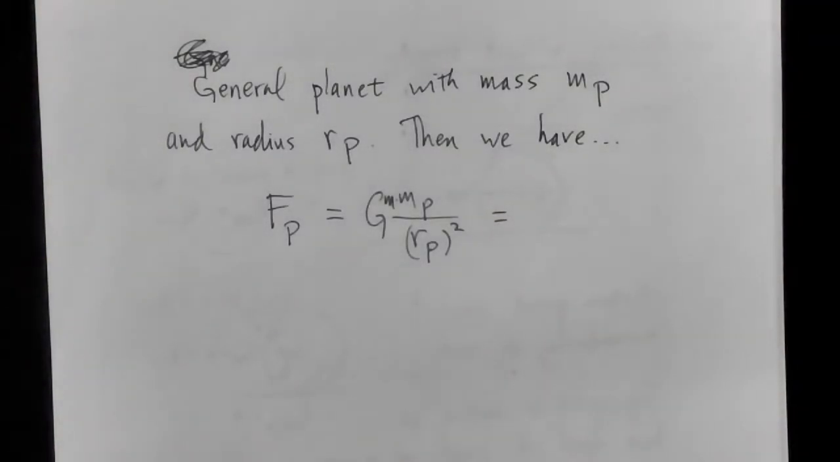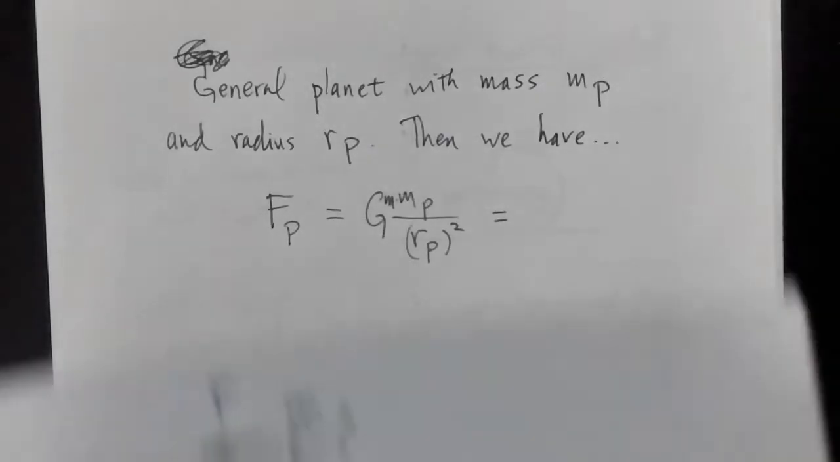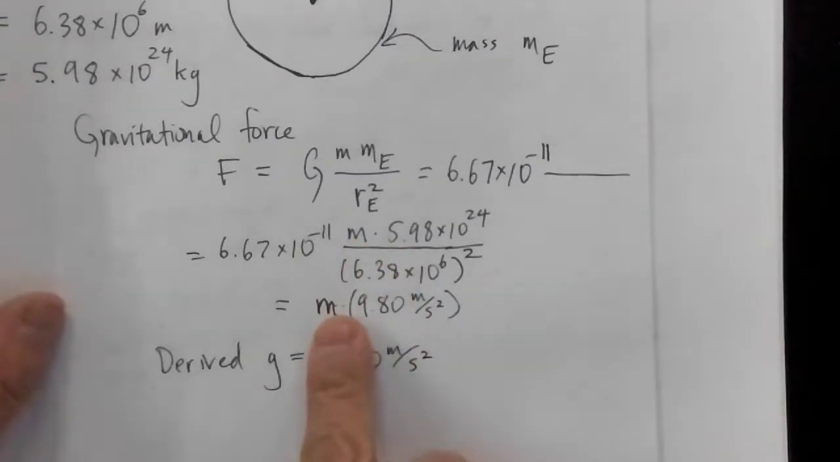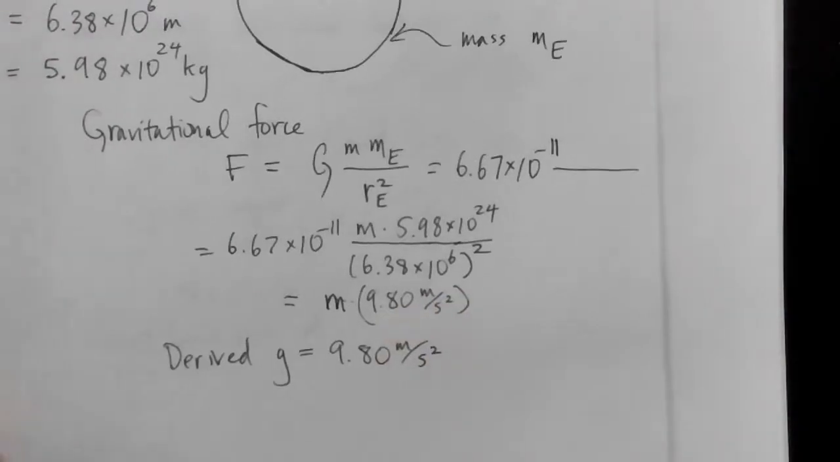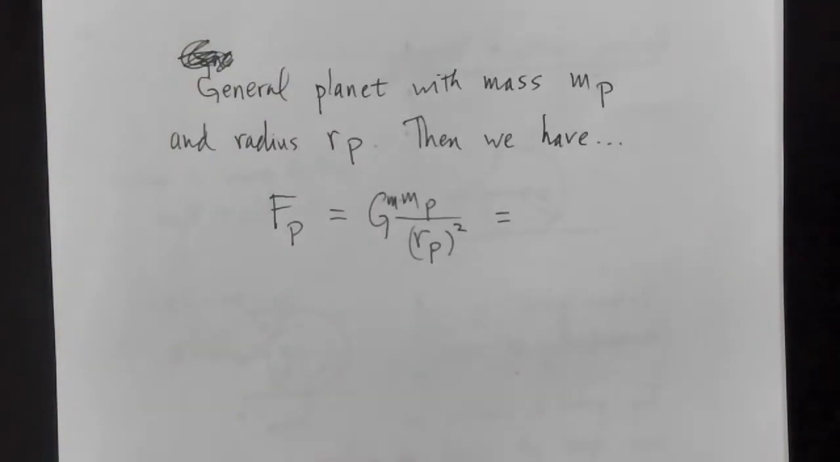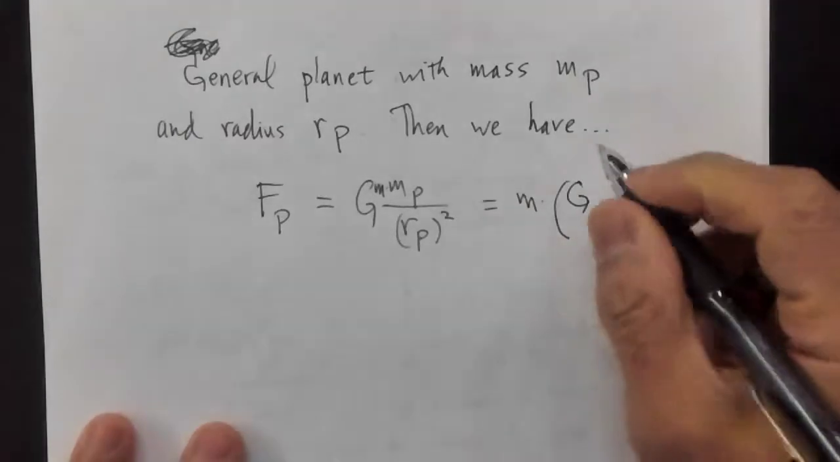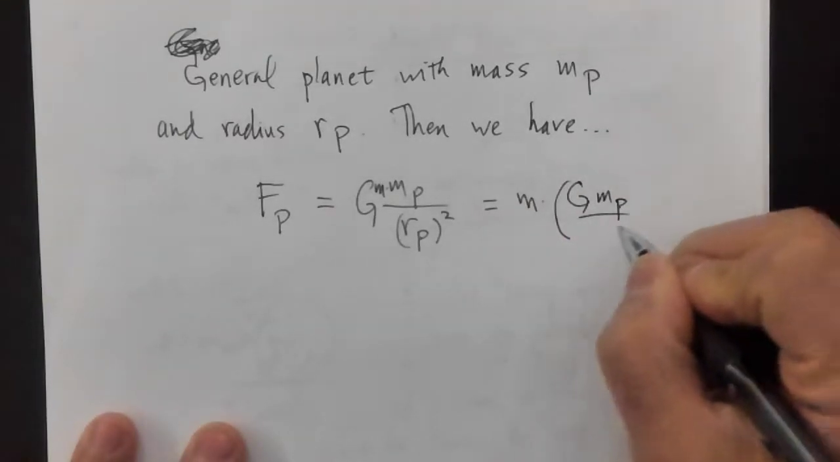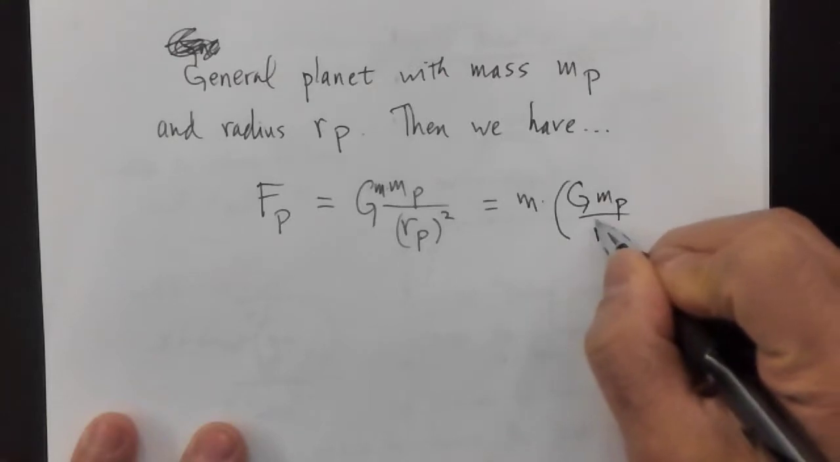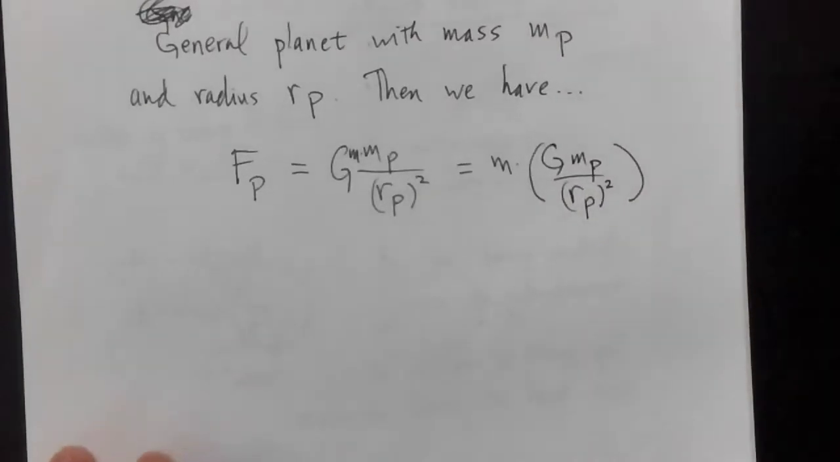All right, now let's try to rewrite it the way we did it before. Remember, we had the small m out in front and everything else tagging along behind. So I can write this as small m times capital G mp over rp squared. Okay. Questions about this?